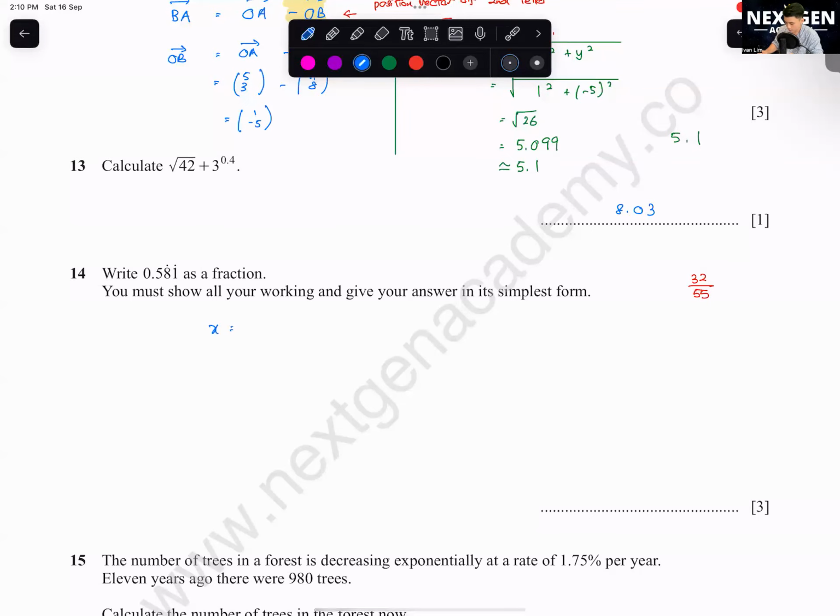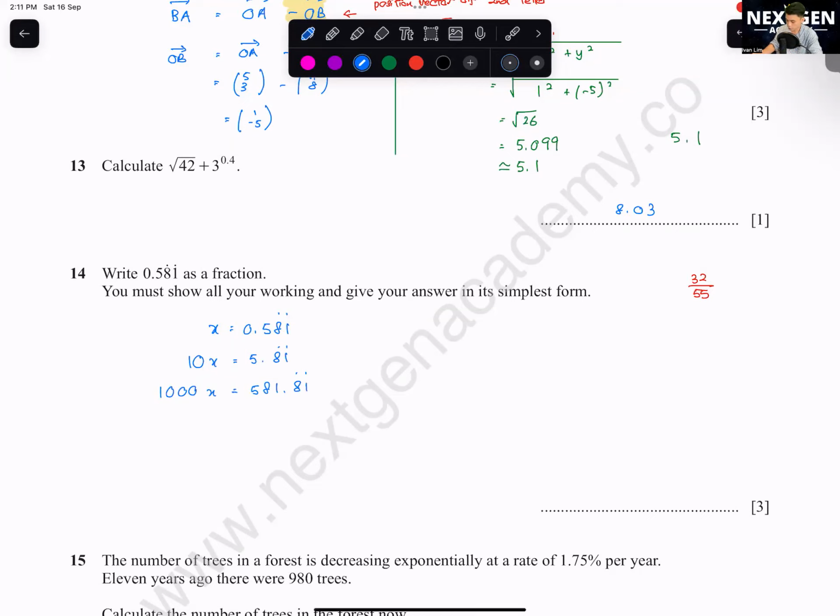You will let x equal 0.581, with 8 and 1 recurring. Your goal is to eliminate the recurring decimal. So you need to come up with two values. The first one, you multiply it by 10. So you see your first digit here, and your 8 and 1 is the recurring. You need to come up with another recurring decimal that has 8 1 behind again. Since this one has two digits that are recurring, you multiply it by another 100. So here will be 1000x equals 581.81 recurring.